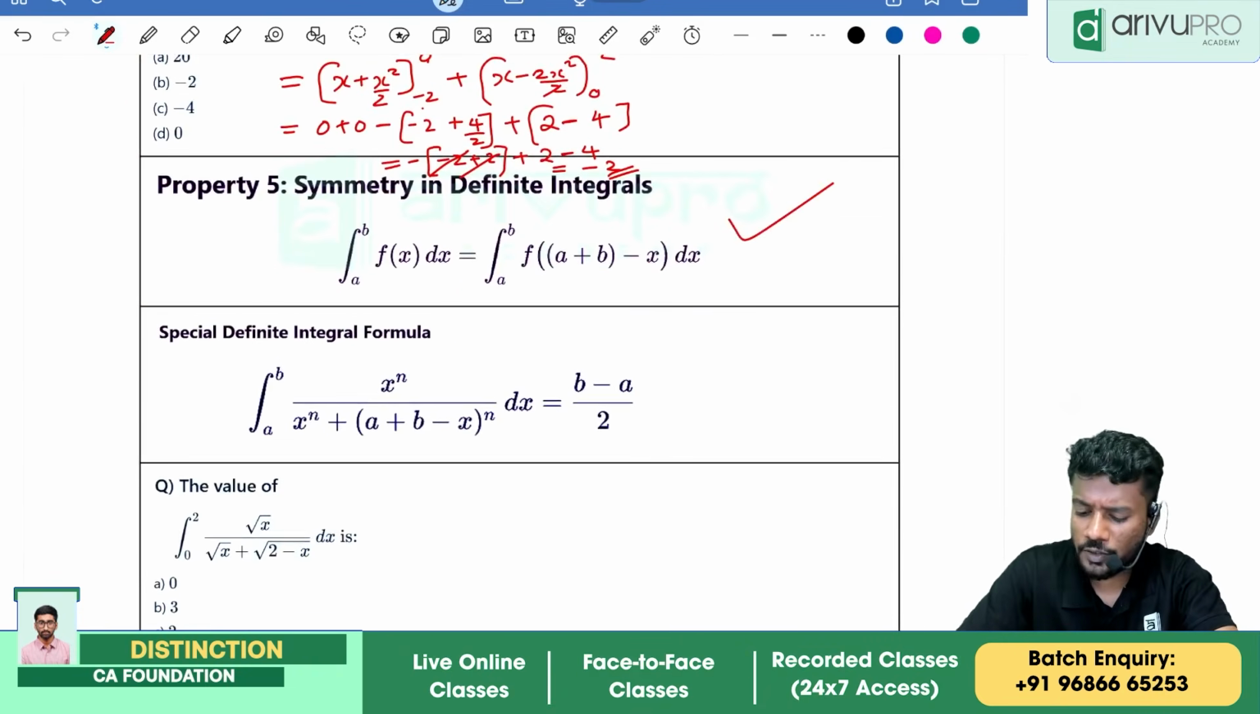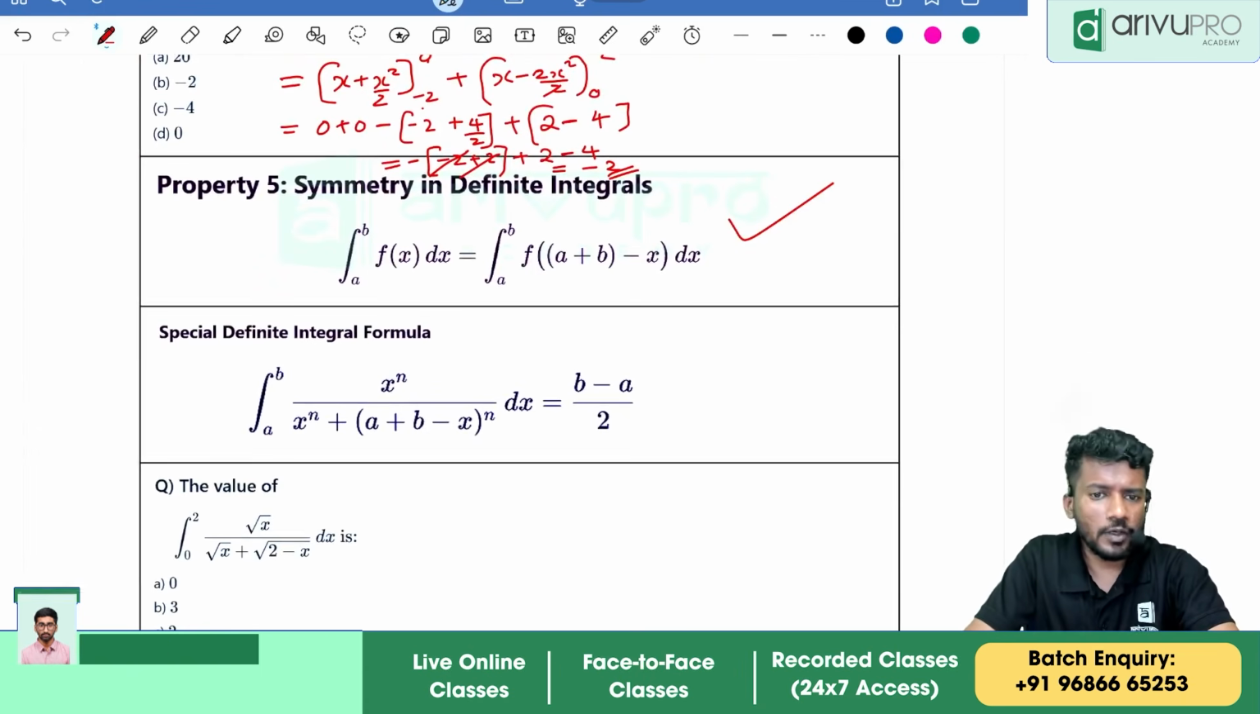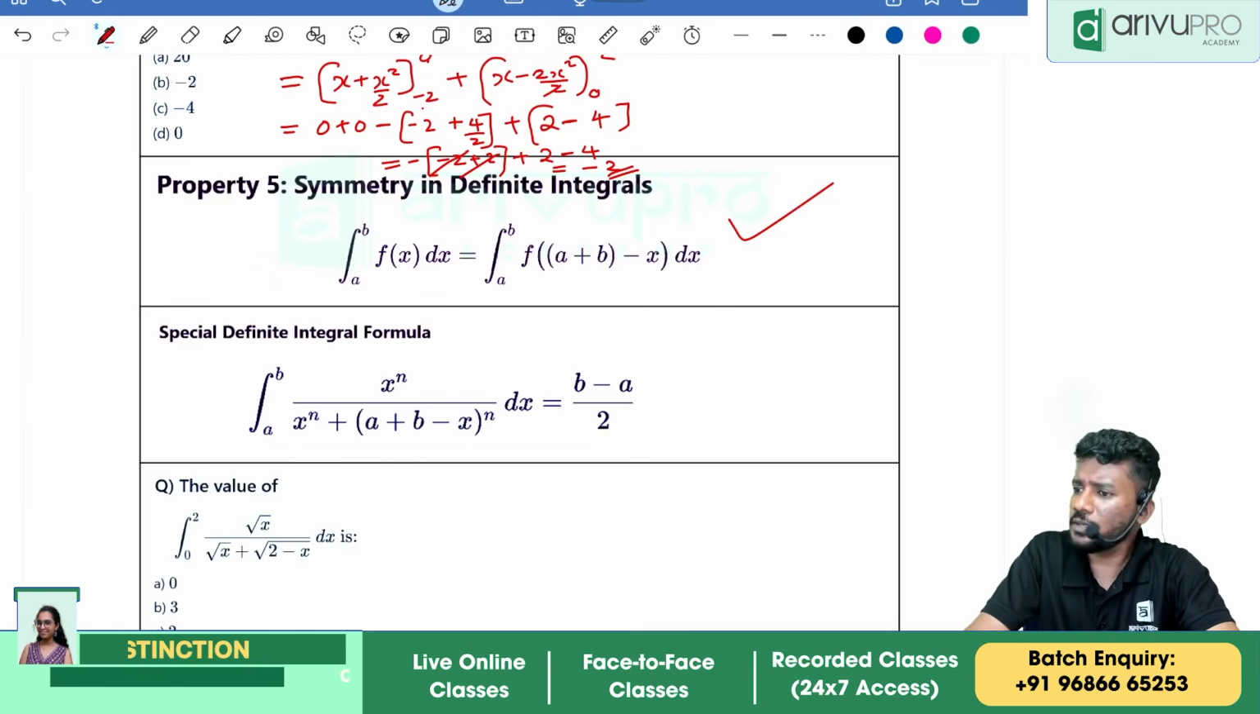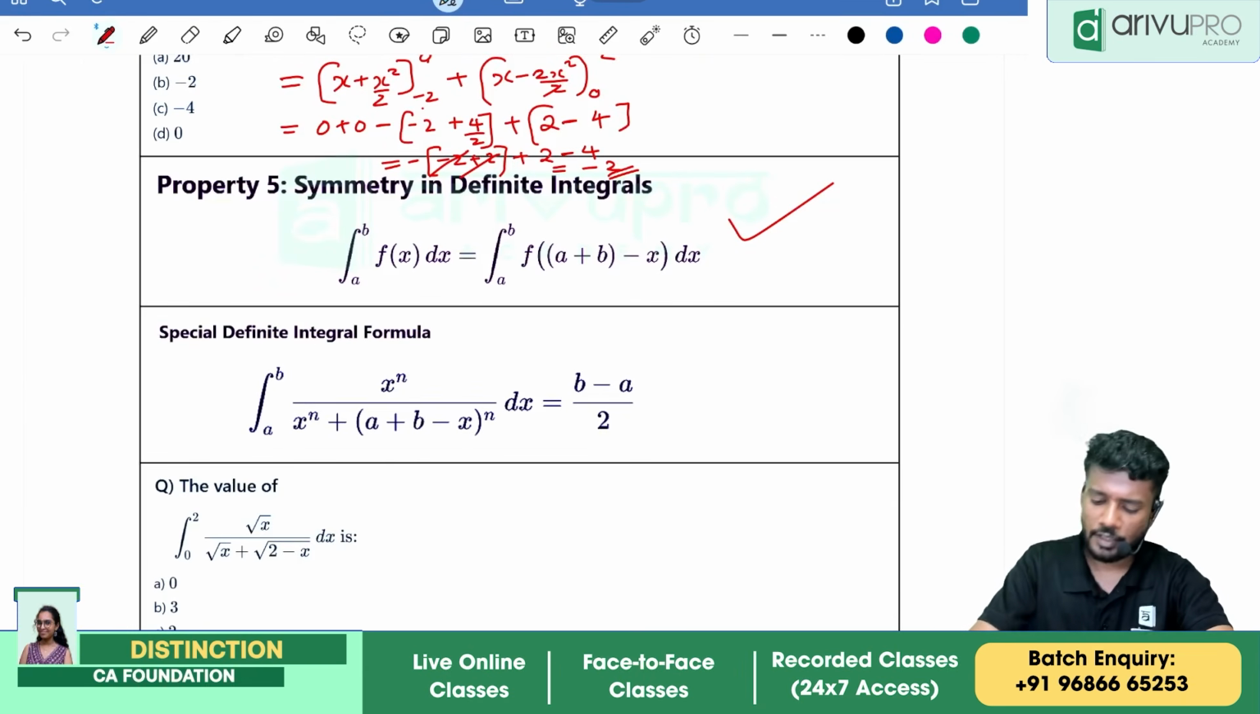This formula you can keep a note of. I'm not saying it is very necessary, but keep a note of the formula. Now I will teach you some shortcuts. Okay.